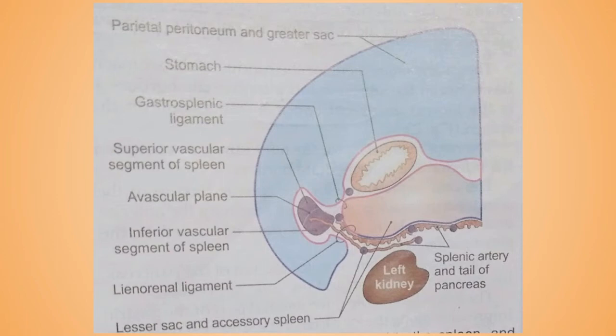Then the lienorenal ligament or the splenorenal ligament. Now this basically extends from the hilum of the spleen to the anterior surface of the left kidney. Now it contains the tail of the pancreas, the splenic vessels and associated pancreatico-splenic lymph nodes. Also it contains lymphatics and some sympathetic nerves also.